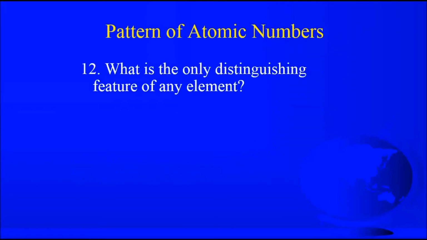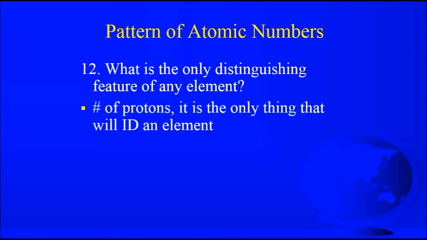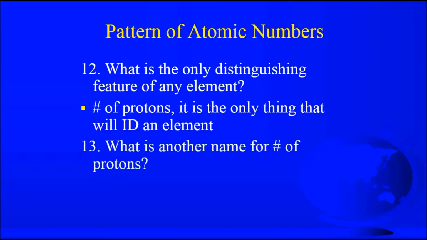Okay, what is the Social Security number of all elements? What is the only number that you can use to distinguish one element from another? The number of protons. It is the ID number of an element. Another name for the number of protons is the atomic number. The atomic number has a symbol of Z. I call it the atomic number to remind me that its symbol is Z for number, not for zero.